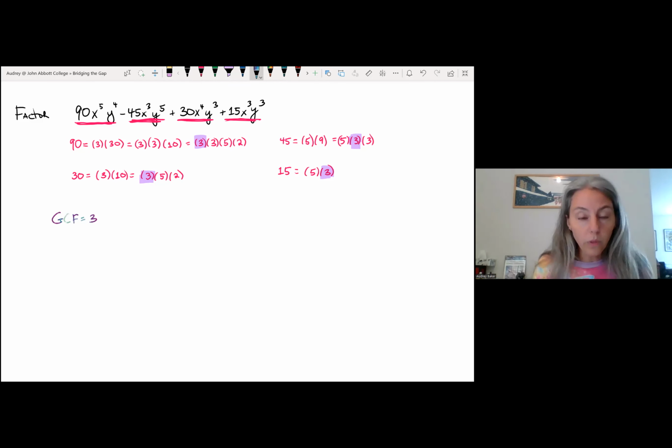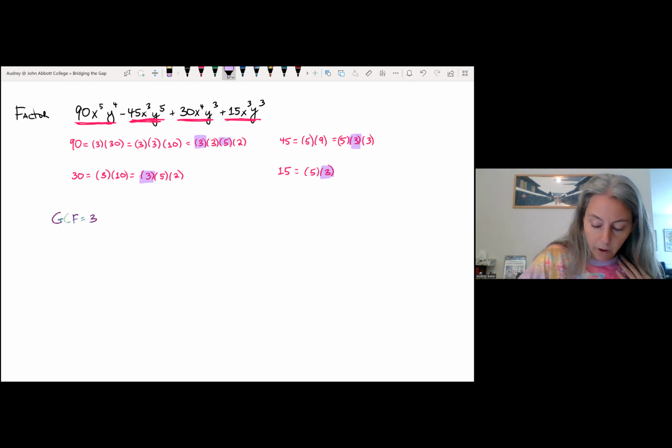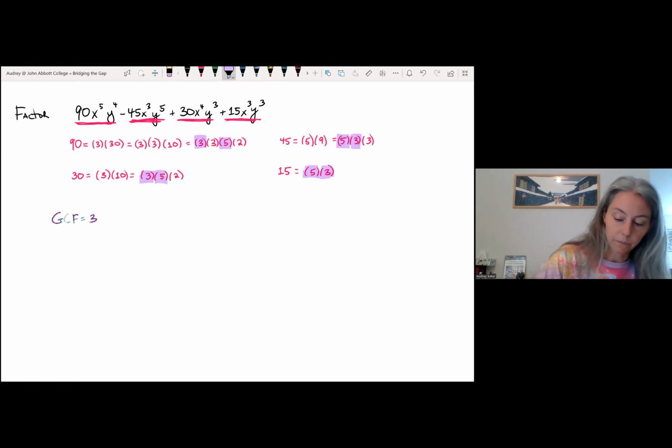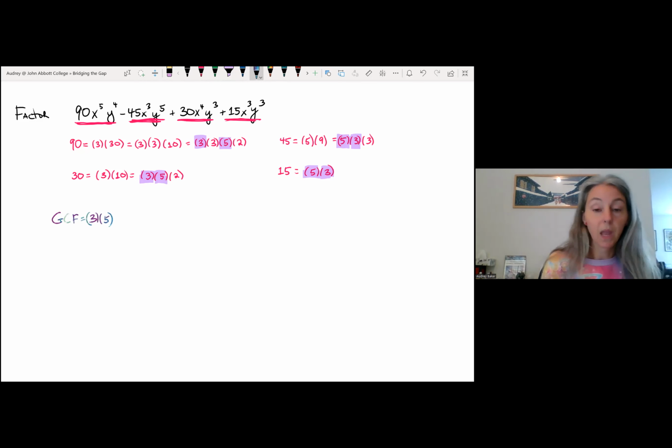But that's not the only thing that's part of the GCF, because I go to the next 3, but 30 does not have 2 3s and neither does 15. So we're not going to take that for our greatest common factor. But then I look at the 5 and I'm like, hey, there's a 5 in my 90. There's a 5 in my 45. There's a 5 in my 30, and there's a 5 in my 15. So that will be part of my greatest common factor. Now, that 15 has 5 times 3, but it doesn't have any other prime factors.